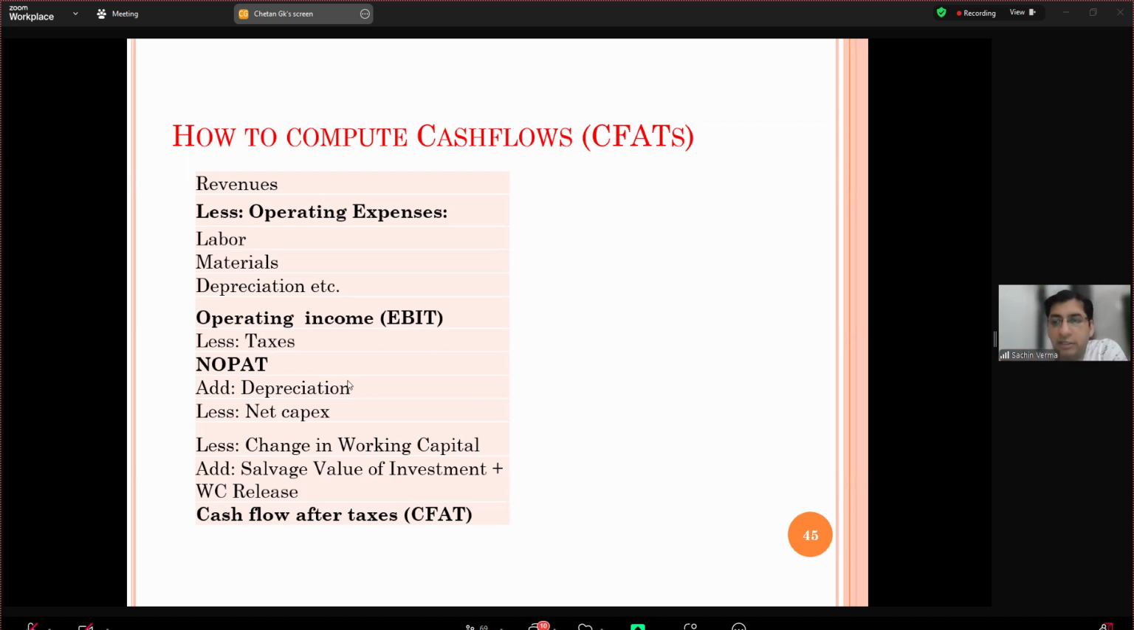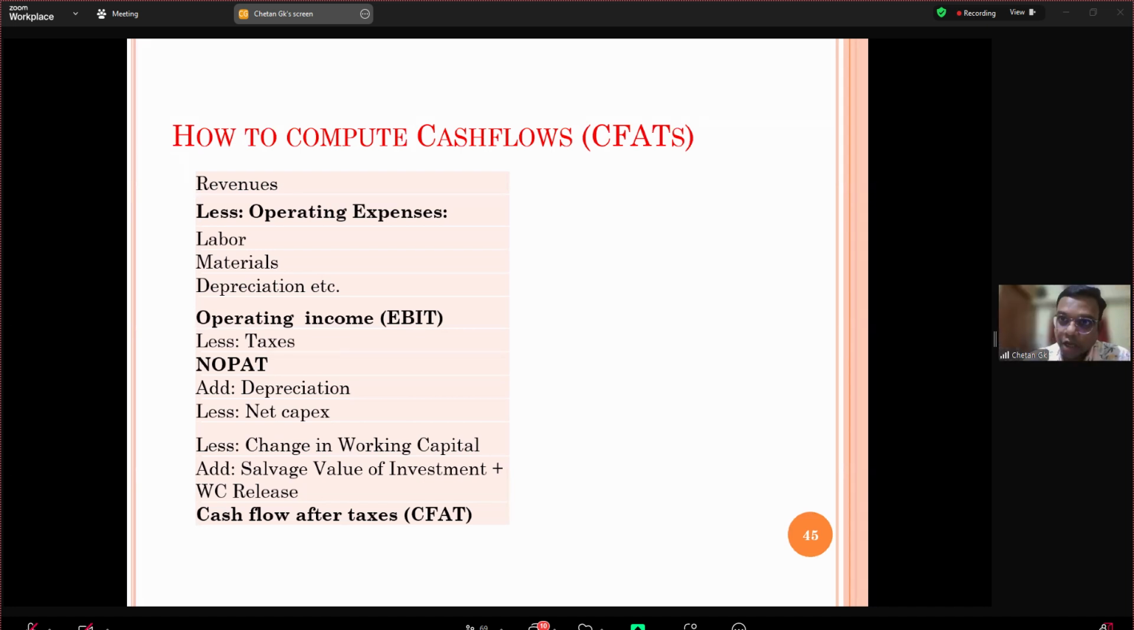Because ultimately, physically, there is no money going out. It is a non-cash expense, right, Sachin? Yes, it is a non-cash expense. So that is the reason: since it stays back in the business, we are going to add it back. Preeti madam, is it fine? No, sir, I did not get it.